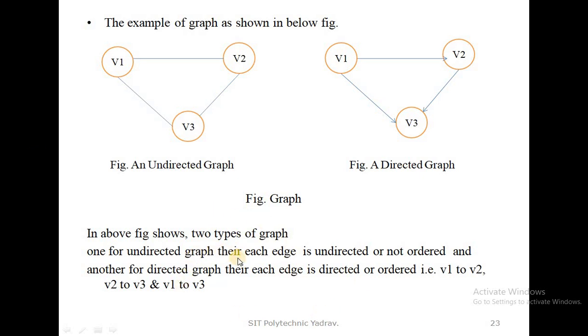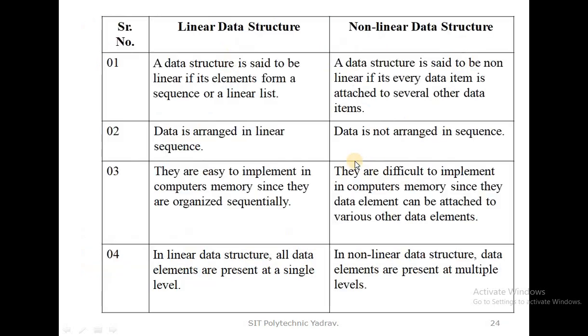One is the undirected graph, where each edge is unordered, not connected directly, and the other is the directed graph, where each edge is directed or in an order, that is v1 to v2, v2 to v3, v1 to v3. It is the given order, means all data elements move from v1 to v2, v2 to v3. Those are the nodes that are moved. But in an undirected graph, it is not so. So this is an undirected graph and this is a directed graph.